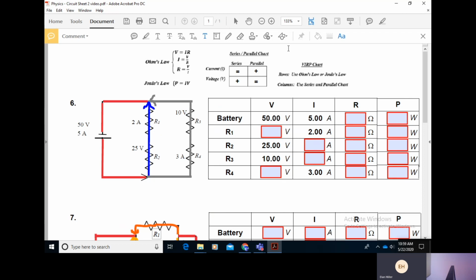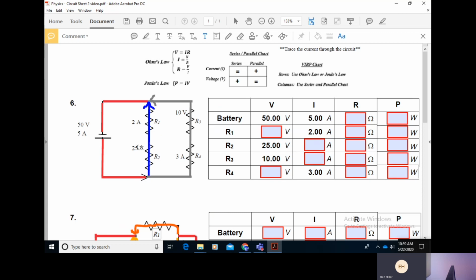One of the things I do want to remind you, the most important step of starting this is to trace the current through the circuit. Okay, make sure you do that.